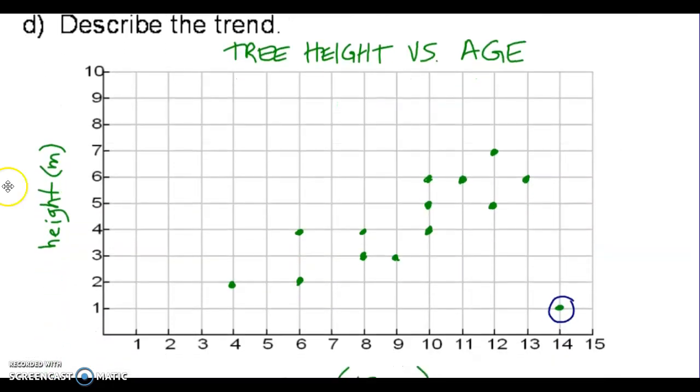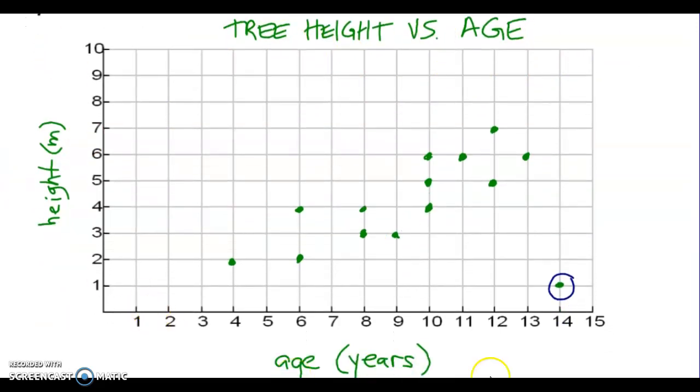So on my grid, I always have a title, so it's tree height versus age. My x-axis is age, so age of trees. I'm plotting my points. I've gone up by ones on this grid. My height in meters for my tree. Again, there's enough space for me to go up by increments of 1. I plot all of my points from my table. There they all are. Okay, and there's also this point down here. We'll talk about that shortly.